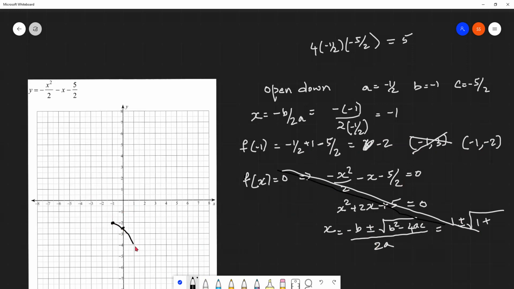So the graph comes like this. It comes somewhere like this. The shape of the graph will be like this. These two points are perfectly correct. So that is how you have to do these kinds of problems.